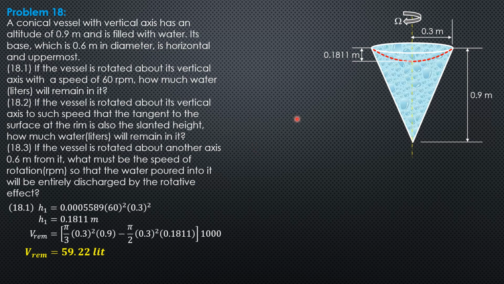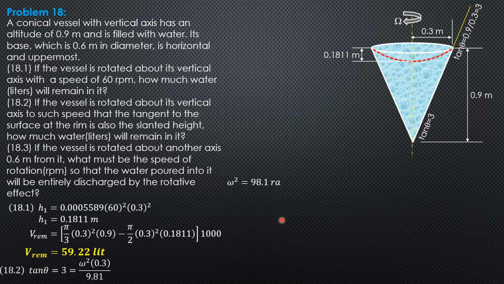And second, if the vessel is rotated about its vertical axis to such speed that the tangent to the surface at the rim is also the slanted height, so the slope of the surface here should be the tangent of the angle that the slanted height makes with the horizontal. So tangent of theta is 0.9 over 0.3 and that is 3. So this is the same also, that's tangent of theta is 3. Then tangent of theta is omega squared in radians per second times distance x or 0.3 over g. So tangent of theta, which is 3, is omega squared times 0.3 over g 9.81.